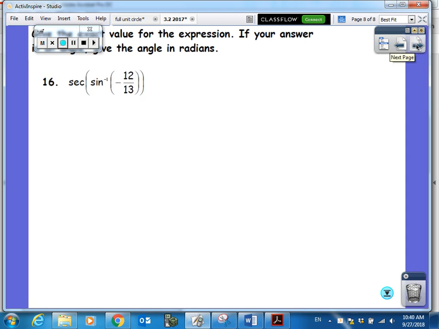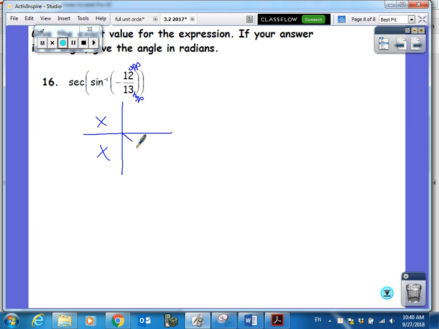All right, and then the last one, secant times the inverse sine of -12 over 13. So hopefully we look at that 12 over 13 not on our unit circle. So all that means is either it's not defined or we have to draw a triangle. Sine is opposite over hypotenuse. So opposite's okay to be smaller than the hypotenuse always.